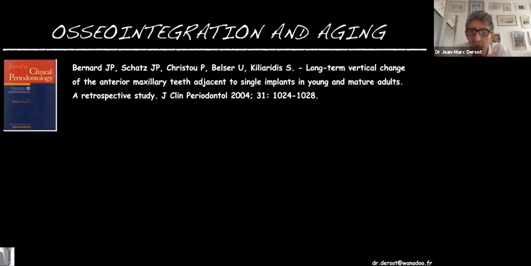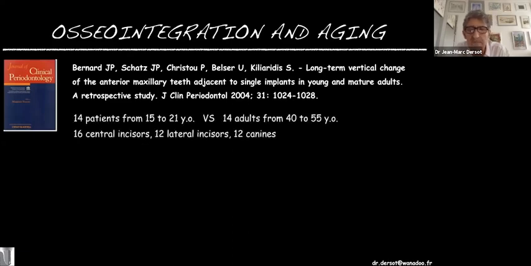So let's have a look at what we found in the literature. I will present you this first paper. It's coming from Switzerland, and the main author is Jean-Pierre Bernard. They inserted implants in the mouth of two populations. As you can see, the first population is very young people.